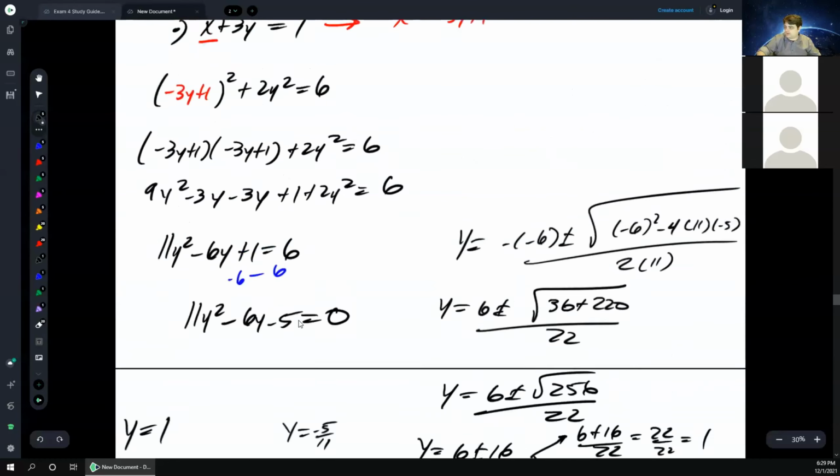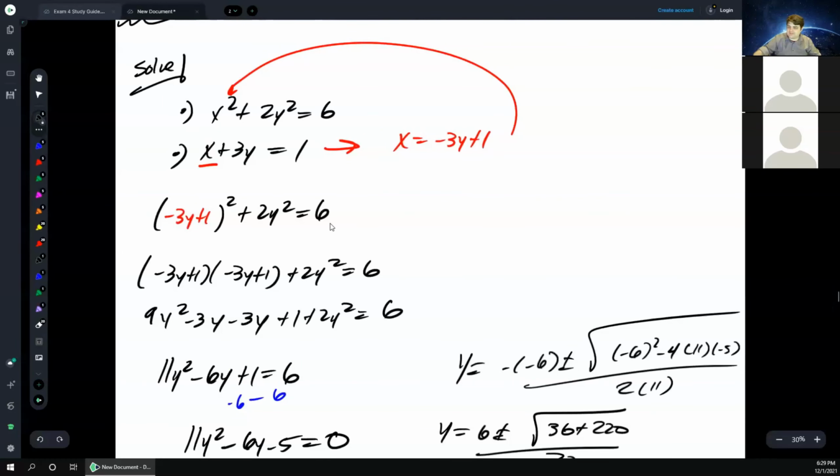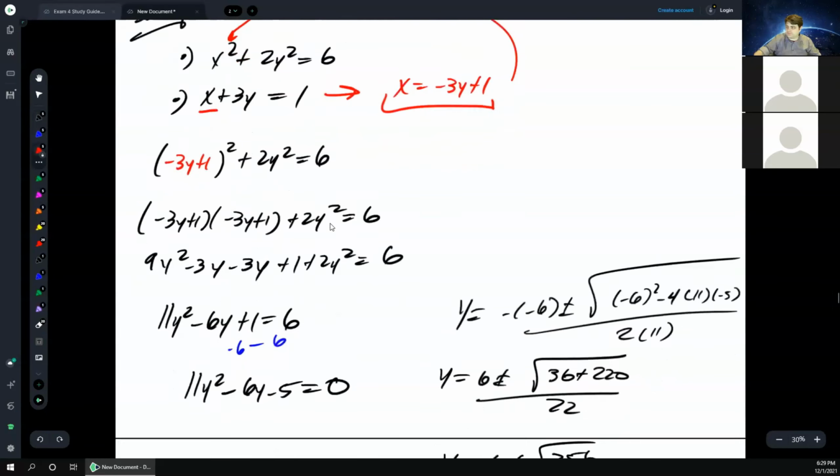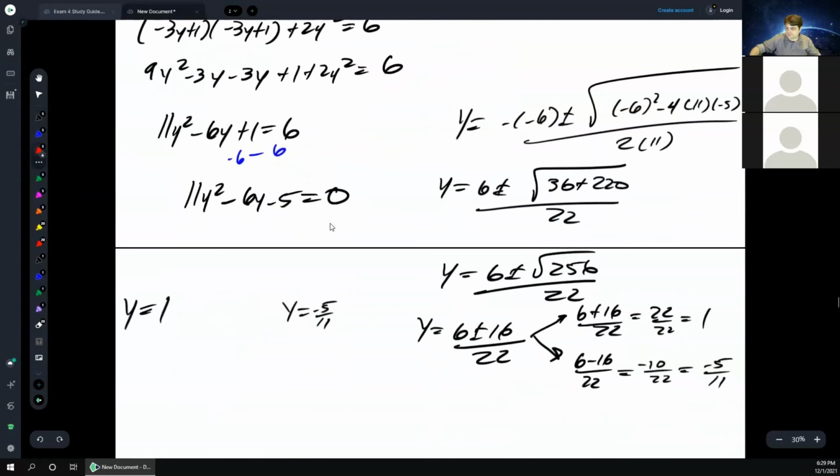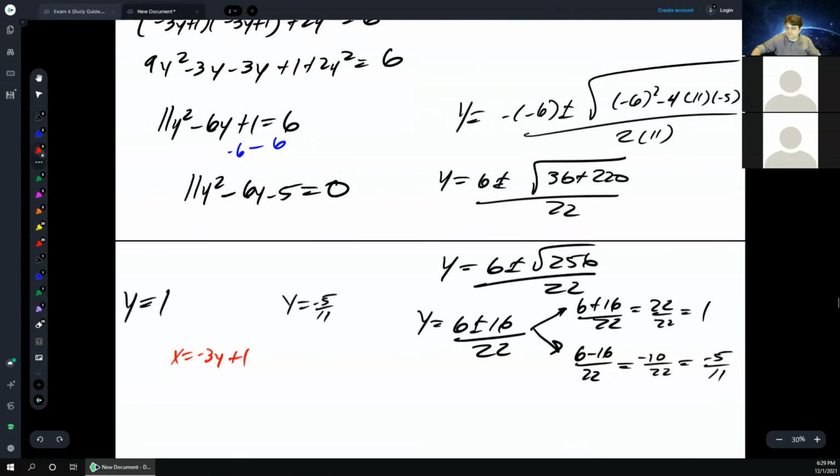Okay, so we're going to go back here. We had this equation. We need to find the x values. We can just plug both of these into the equation that we have solved for, which is x is equal to negative 3y plus 1.